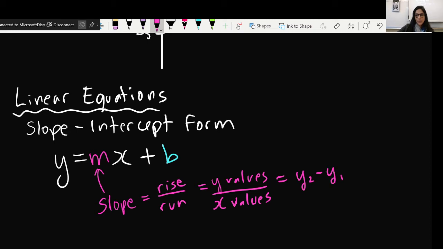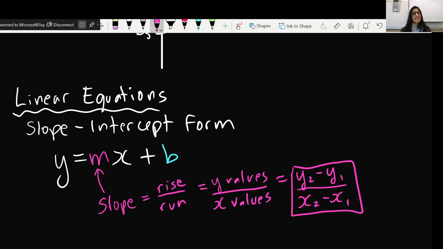y2 minus y1 over x2 minus x1. I'll say this, the formula makes it look like a big deal, but I'm going to show you using examples. It's actually so not a big deal. All this is referring to, this is the formula for slope, is you're taking 2 points on your graph and you're just subtracting the y values and then dividing it by subtracting the x values. That's what this means, but the formula always makes it look complicated. So I'm going to introduce you to that, and then with examples, I think you'll find it's not too bad.